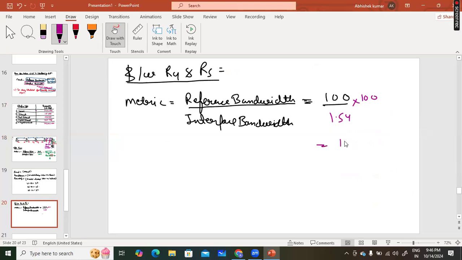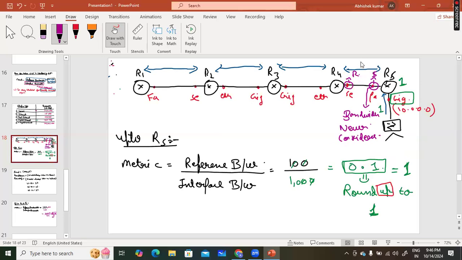Solve it. You will get 1000 upon 154. It would be something around 6.4, 6.5 something. We have to round off this, and our answer would be 65. So the value would be here as 65. Clear? Yes, sir. Clear. Okay, that's cool.